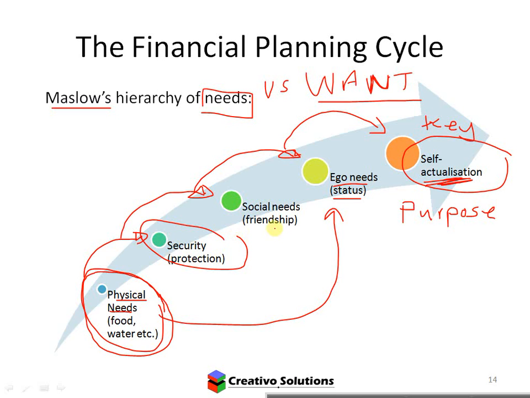Social needs, friendship, is also need versus want. You could have one close friend that meets the need of social need, or you could have millions of friends on Facebook, but they're friends on Facebook, rather than close friends that you interact with, for example. Same thing with ego, in terms of need versus want.